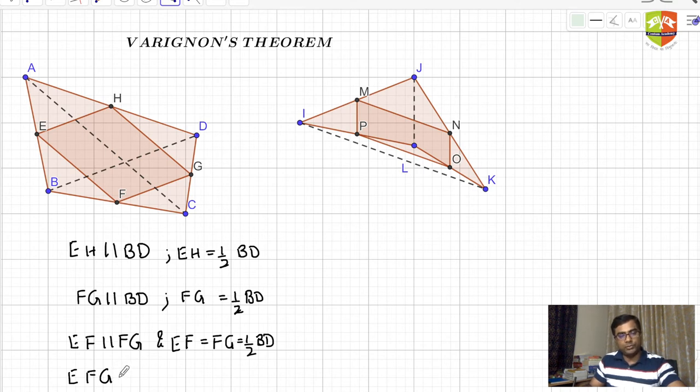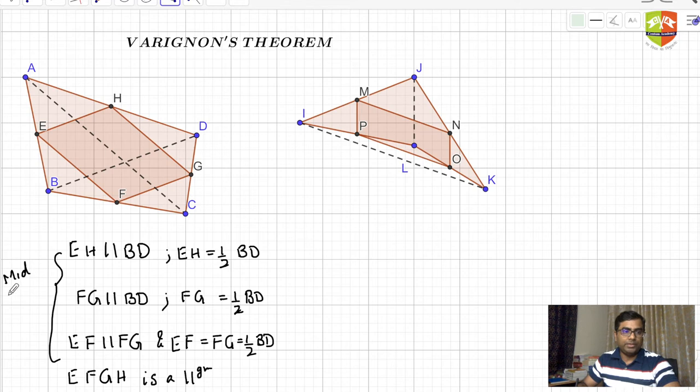I don't need to work hard on that. So EFGH is a parallelogram. No problem, I'm writing in shorthand. Okay, so EFGH is a parallelogram. And what theorem did we use? This was all based on the midpoint theorem of a triangle. Just have a look at the midpoint theorem and it will become very easy for you.